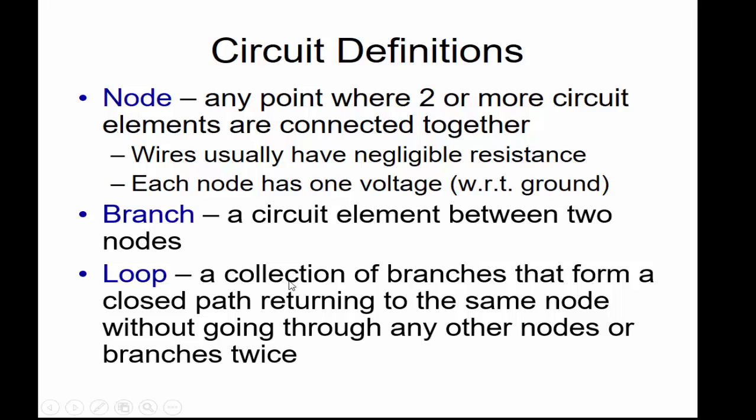What is a loop? A loop is a collection of branches that form a closed path returning to the same node without going through any other nodes or branches twice.